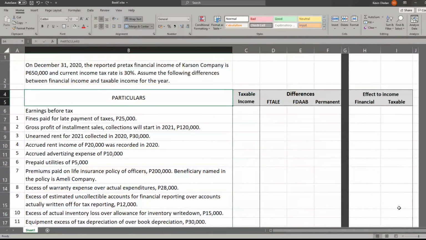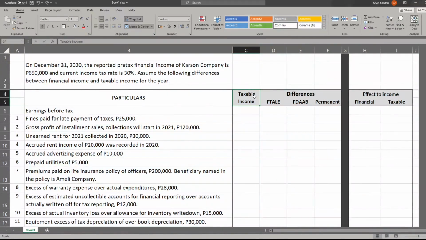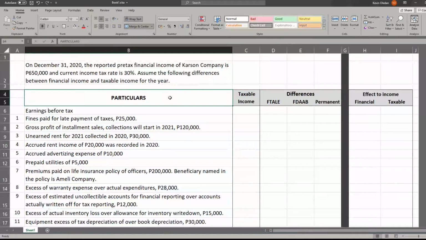Today we'll be talking about accounting for income taxes. More particularly, we will be talking about how we can compute taxable income, the classification of differences between taxable, deductible, or permanent, and with respect to these differences, ano po yung effect nila sa financial income and taxable income. So, deferred taxes, deferred tax asset, deferred tax liability, taxable income. We'll be talking about all of those in general and some explanations on the implications of these items.